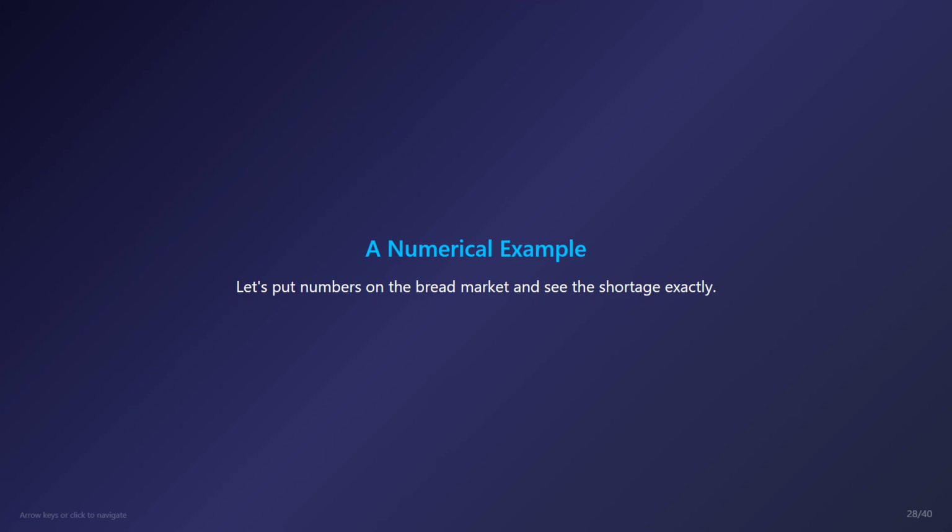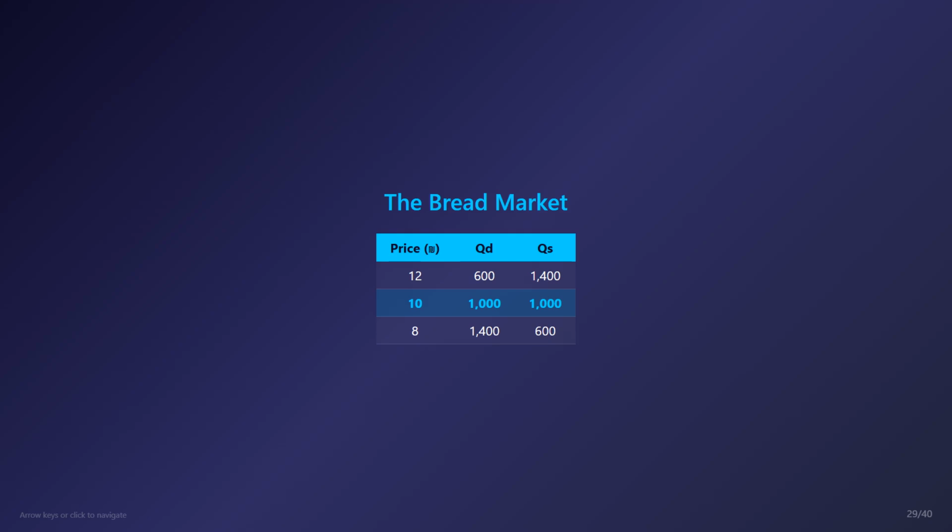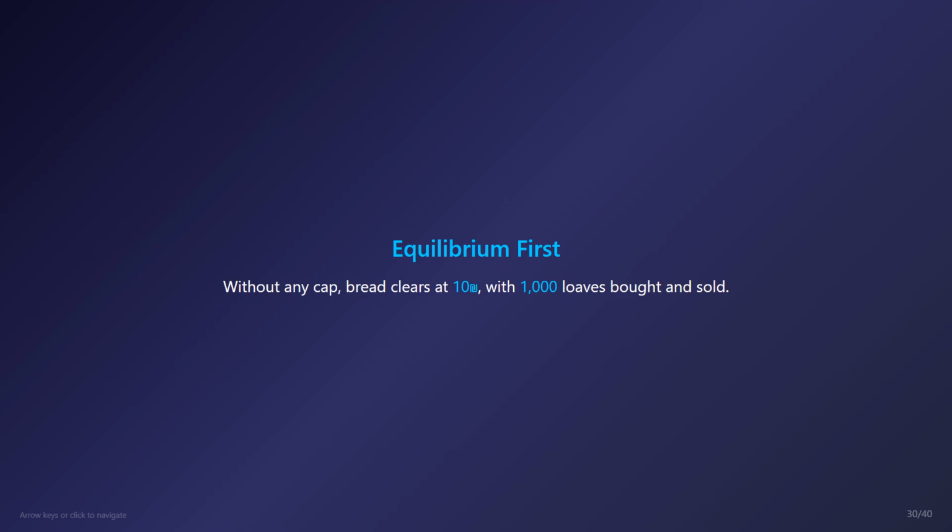Let's put some numbers on all of this with the bread market, so you can see the shortage exactly. Here's the schedule. At 12 shekels, buyers want 600 loaves and sellers offer 1,400. At 10 shekels, both are 1,000. At 8 shekels, buyers want 1,400, but sellers offer only 600. First, find the equilibrium. With no government cap, bread clears at 10 shekels, where quantity demanded and quantity supplied are both 1,000 loaves. That's our starting point.